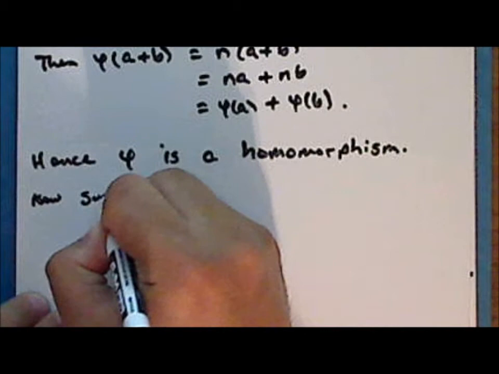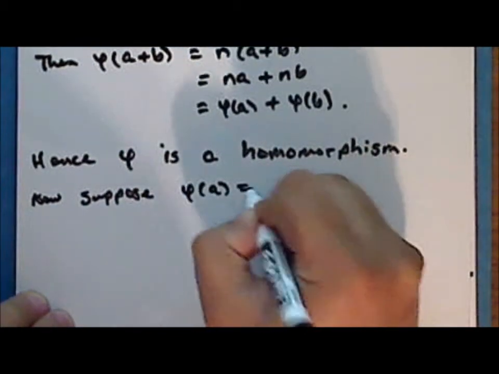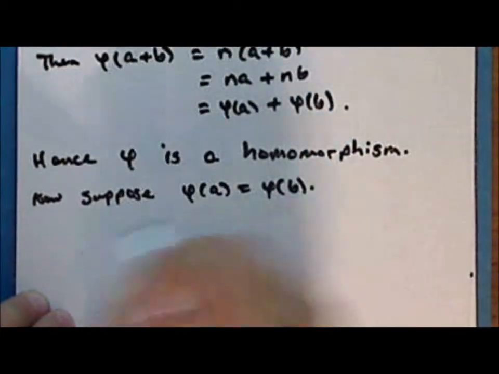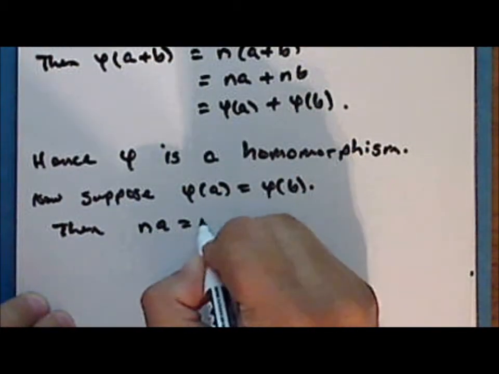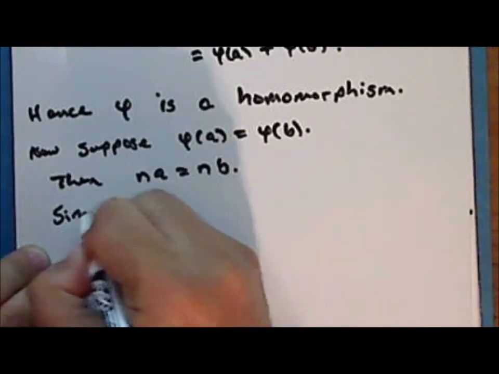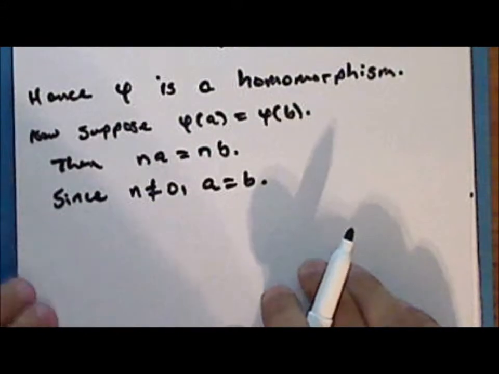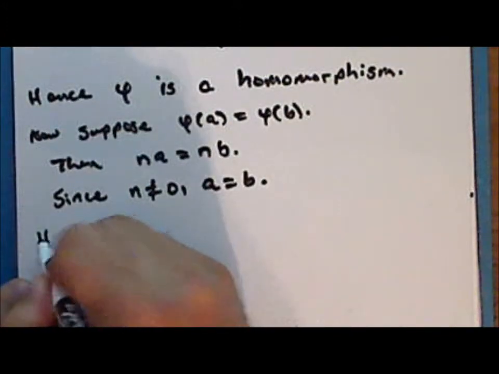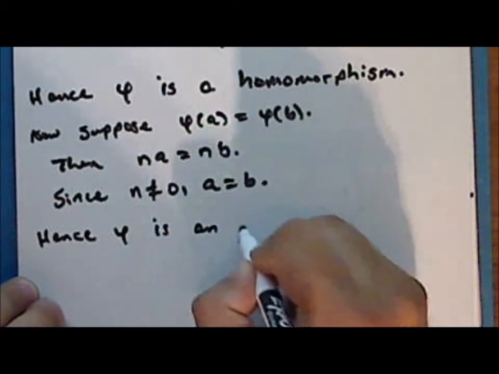Now suppose that phi of a is equal to phi of b. Then n times a is the same as n times b. And since n is not equal to 0, we have that a is equal to b. And hence the function phi is an injection.